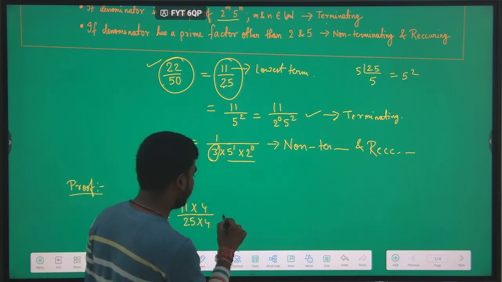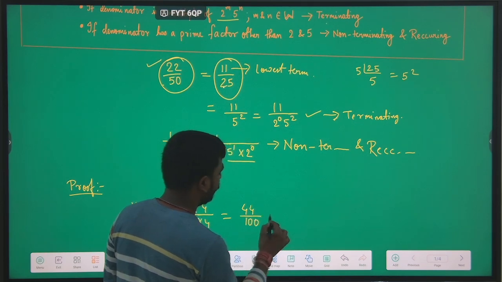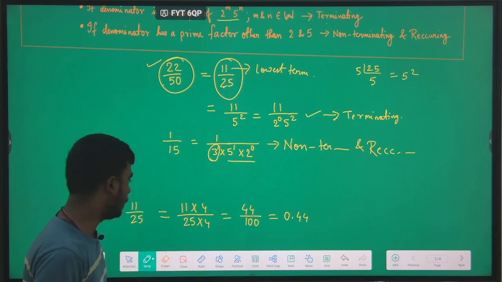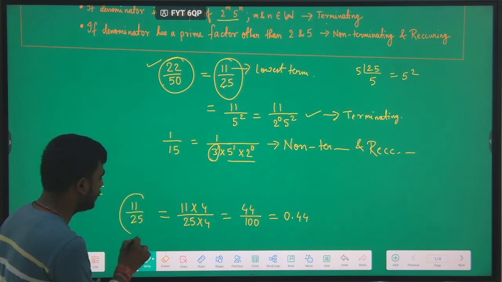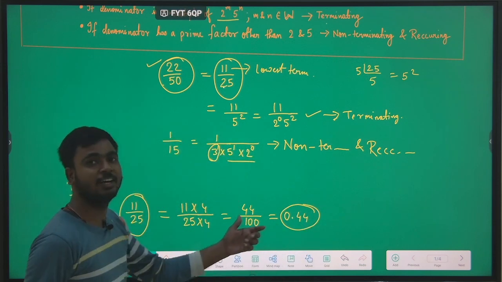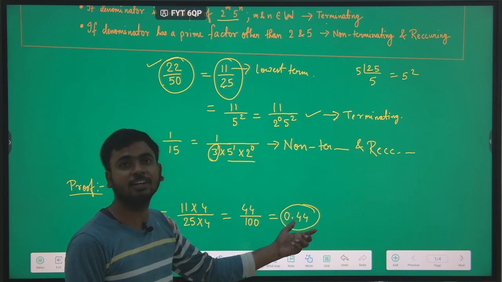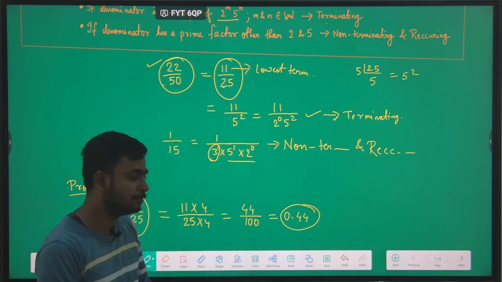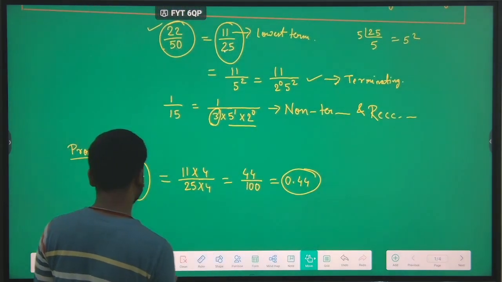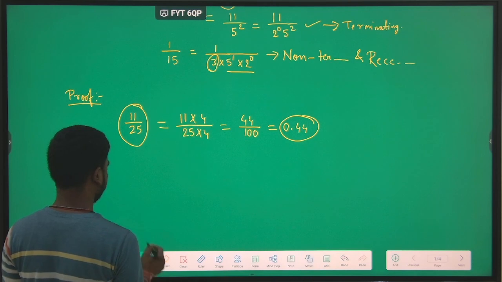So what are we getting? We are getting 44 upon 100. So it will be 0.44. So what we have seen, this rational number is having a terminating decimal expansion because it ends after some decimal places. Similarly, the second rational number is 1 upon 15.